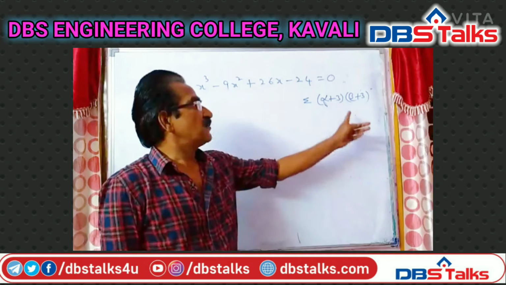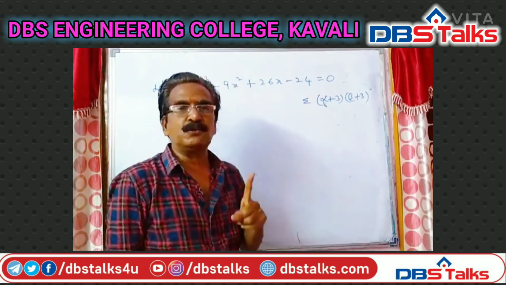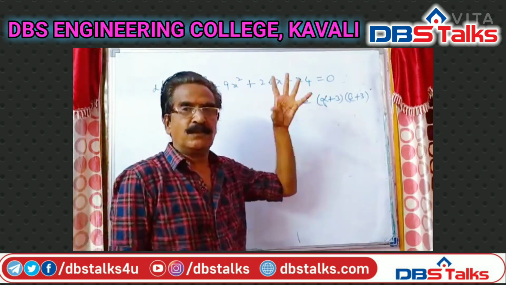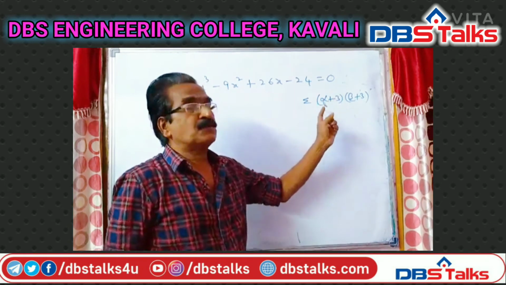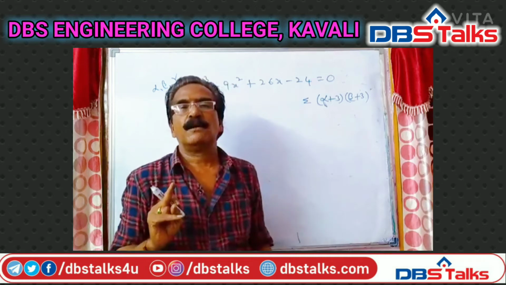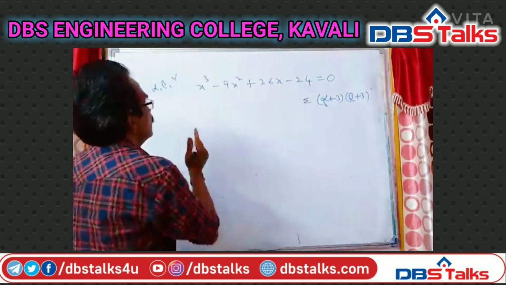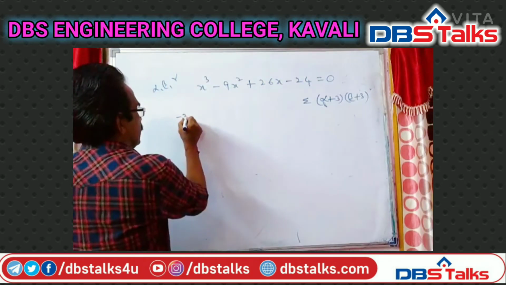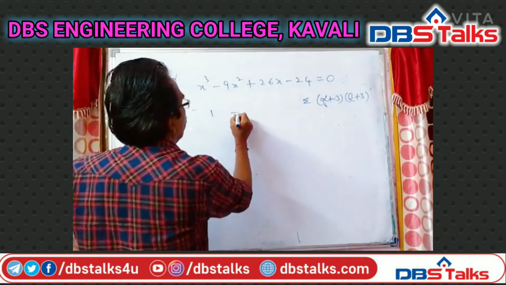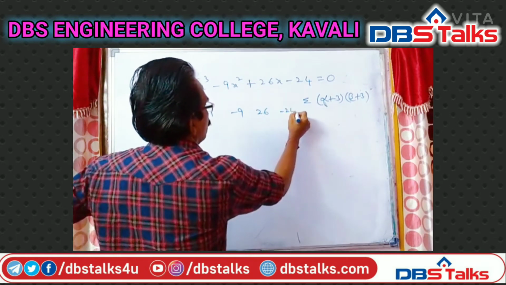So first what we have to do, friends? We want the transformed equation whose roots are increased by 3. Alpha, beta, gamma are roots of this polynomial. We want the polynomial whose roots are alpha plus 3, beta plus 3, gamma plus 3. So we have to do with minus 3. Here the coefficients are 1, minus 9, 26, minus 24.